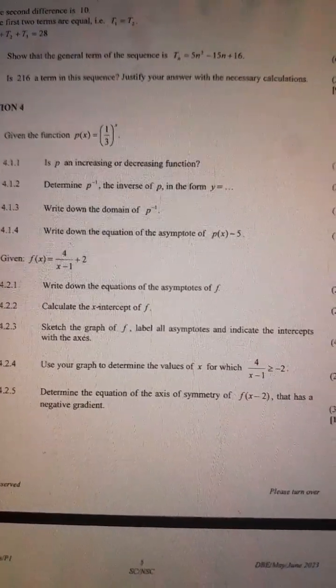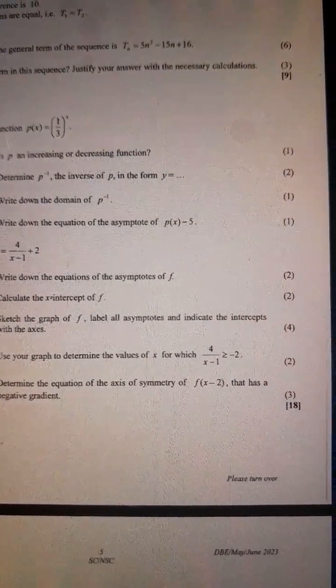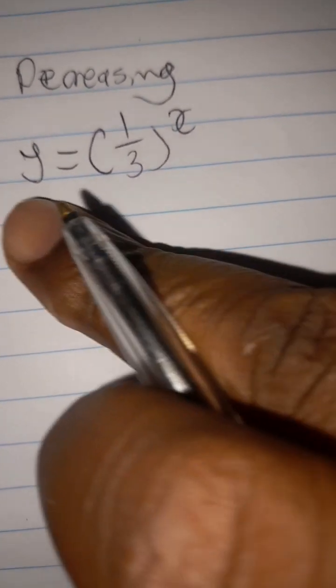4.1.2, determine the inverse of p in the form of y is equal to. Let's write the original equation of p. Remember that it was given as y is equal to 1 over 3 to the power of x. This is what I want you to take note of: the inverse of an exponential function is a logarithm. The inverse of a logarithm is an exponential. The inverse of a parabola is a root function. The inverse of a root function is a parabola. But in this case, the inverse of an exponential is a logarithm.